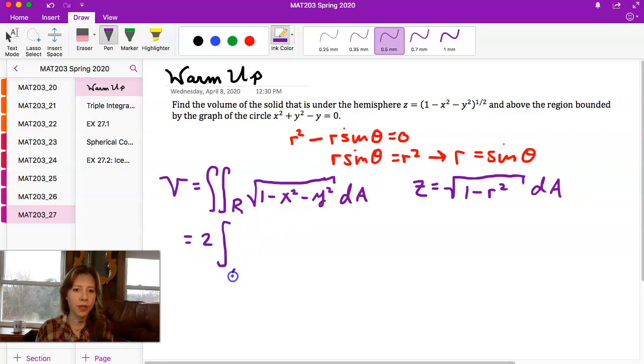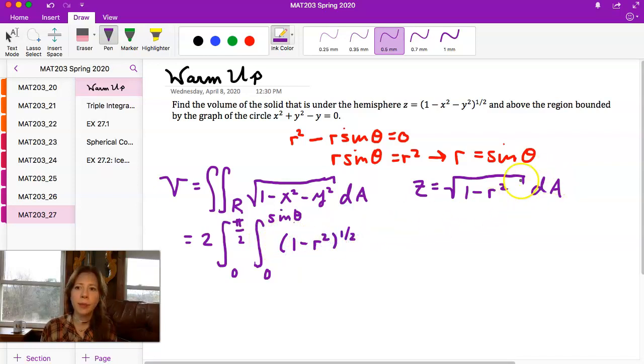We're going to go from 0 to pi over 2 for theta, and from 0 to sine theta for our radius. Our function that we're integrating is going to be the square root of 1 minus r squared. And remember, dA, when you convert to polar coordinates, always becomes r dr d theta.